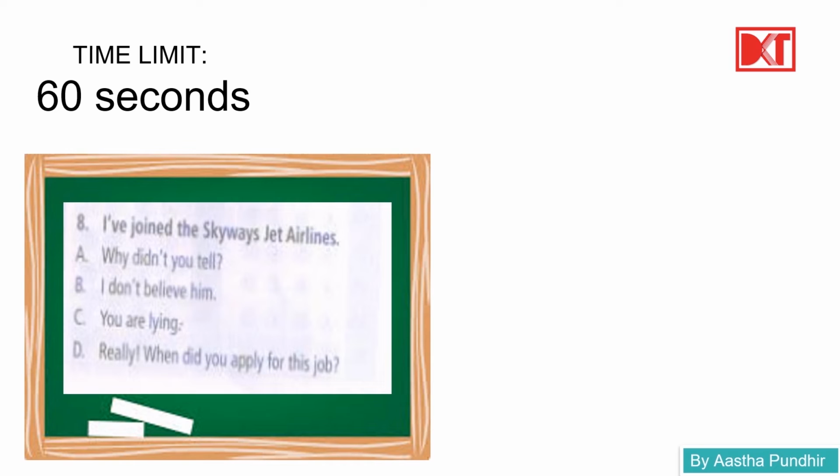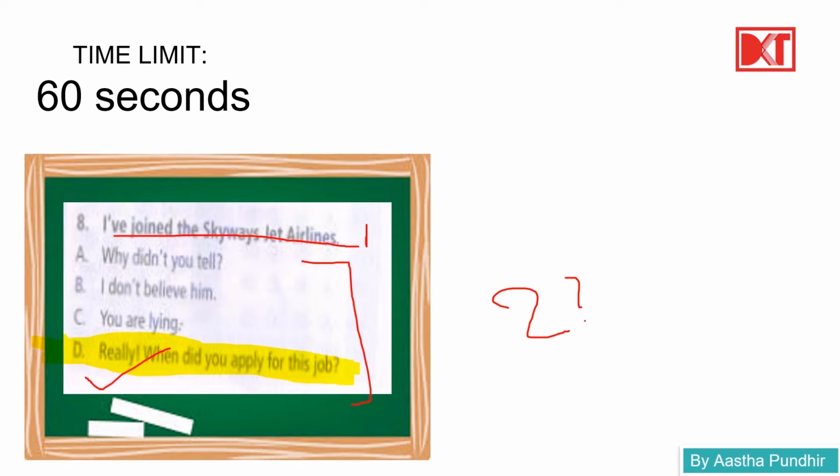Here, the first person says, I've joined the Skyways Jet Airlines. What could be the second person's response? A. Why didn't you tell? B. I don't believe him. C. You're lying. D. Really? When did you apply for this job? So here the most practical, appropriate response seems D. Really? When did you apply for this job? Right? Showing interest in whatever the person has said and also acknowledging it with excitement.